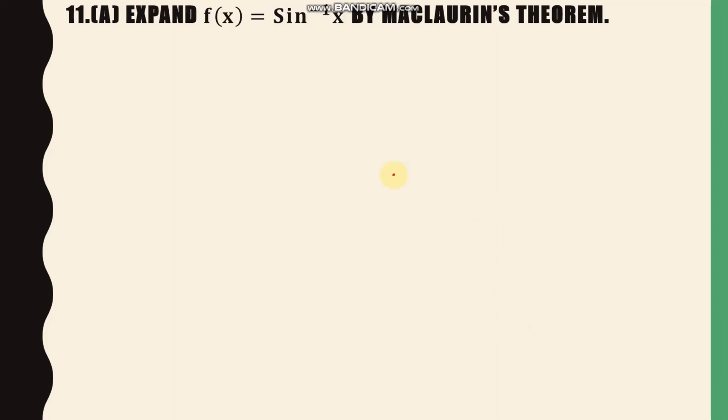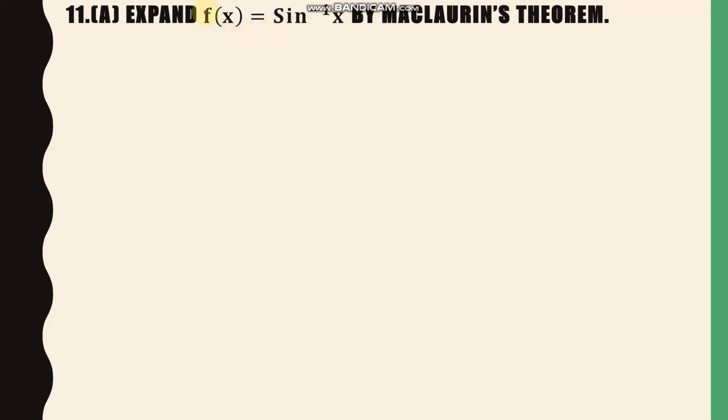So let's start from 11th question A part. Expand f of x is equal to sine inverse x by Maclaurin's theorem. I would suggest that if such kind of question comes whose derivatives are very difficult to find out, then you should not do this kind of question, because Maclaurin's theorem uses the derivatives, right? So derivative of sine inverse x is 1 upon under root 1 minus x square. Then further you have to find out the second derivative, third derivative, fourth derivative, and you should get some relation in that, which is quite difficult to find out.